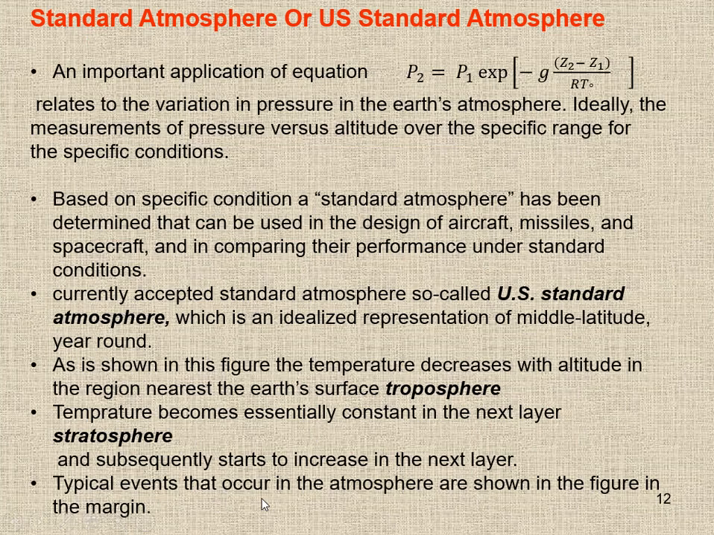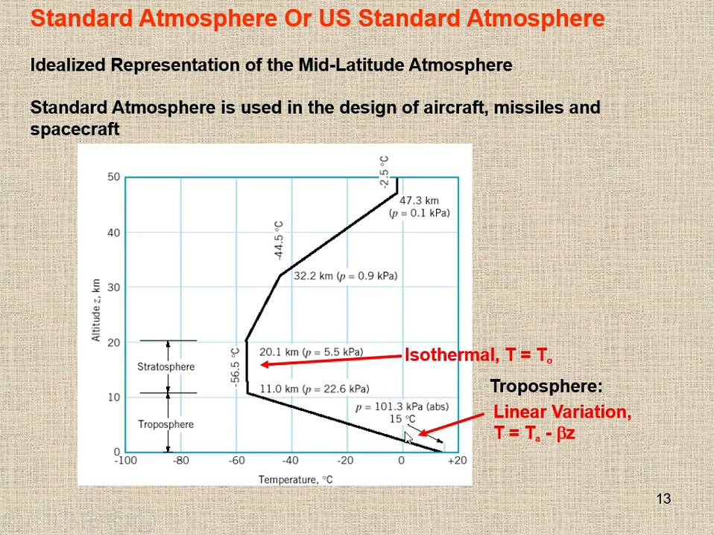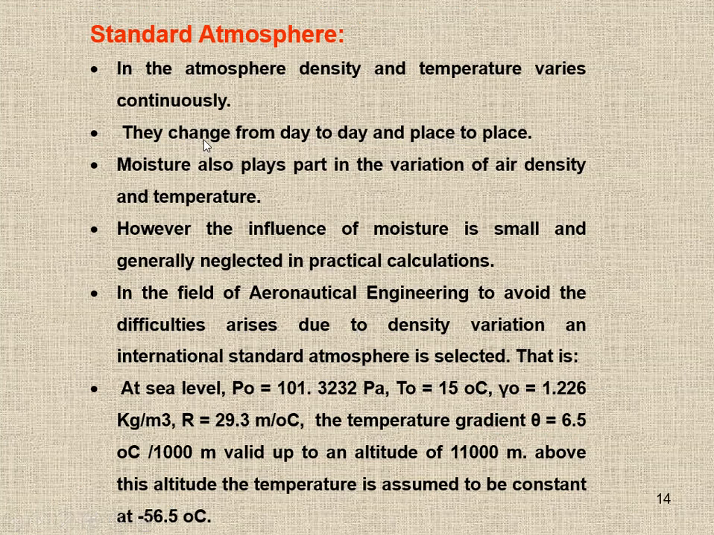Typical events that occur in the atmosphere are shown in the figure in the margin. Let's see, here is the behavior of the air density. It is initially increasing as the elevation is increasing, and then the temperature is constant. After the stratosphere it is increasing, then further increasing very sharply, and then again it becomes constant. Based on such observation, what does the standard atmosphere tell us?